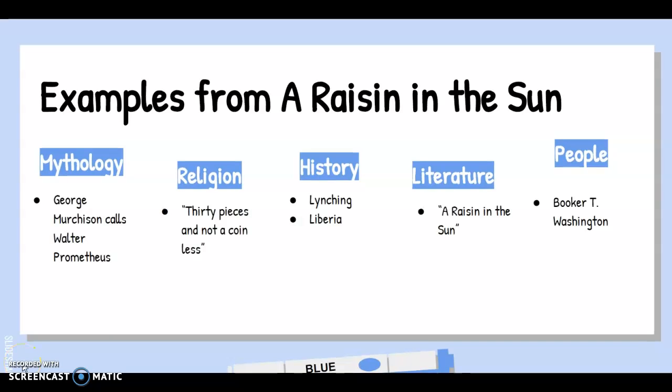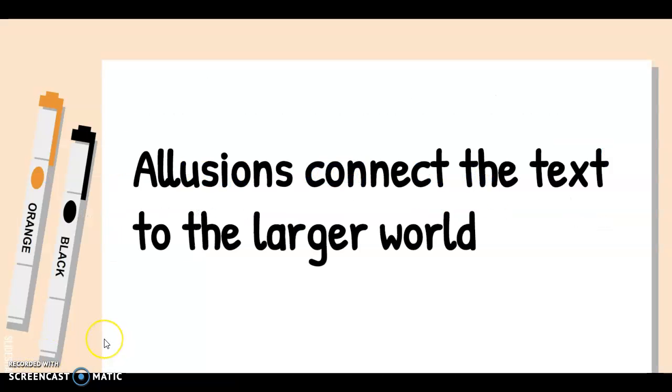So now that we've looked at some examples of allusions, we want to think about why authors use allusions. In short, allusions connect the text to the larger world. They can deepen our understanding of the characters, themes, and events of a text. Allusions are a wonderful poetic device, but it can also be the hardest one to identify because it relies on knowledge outside of the text.